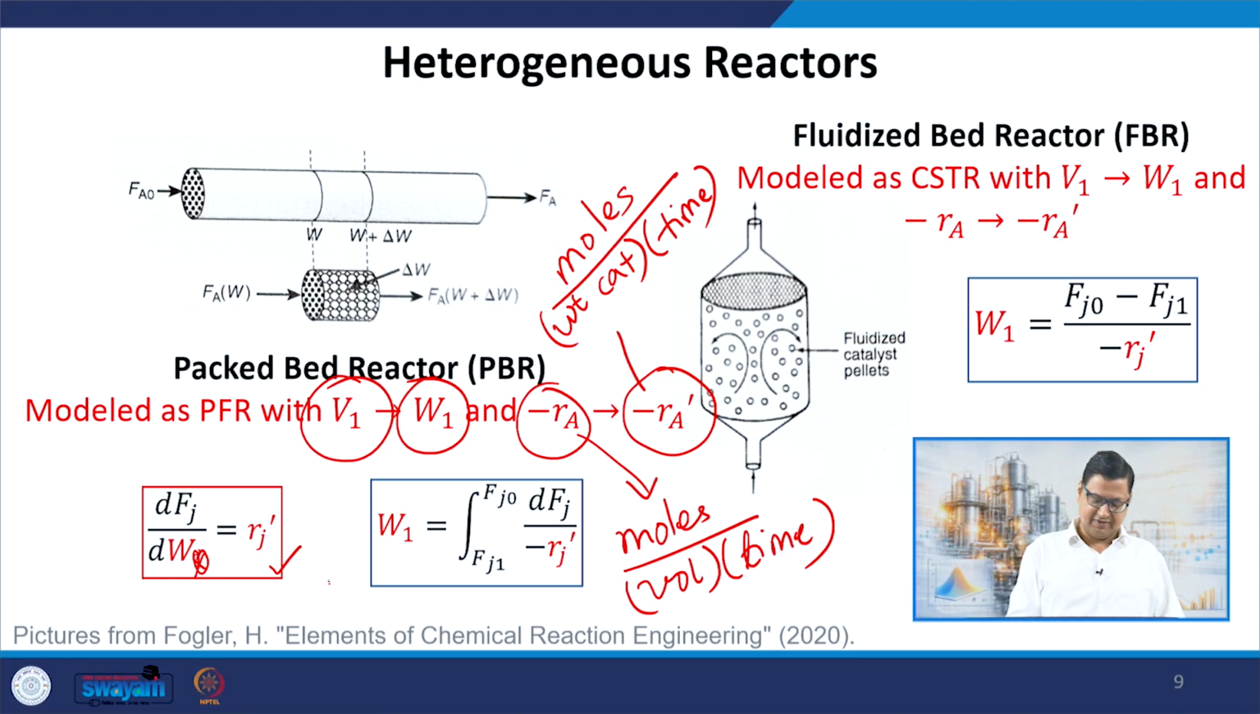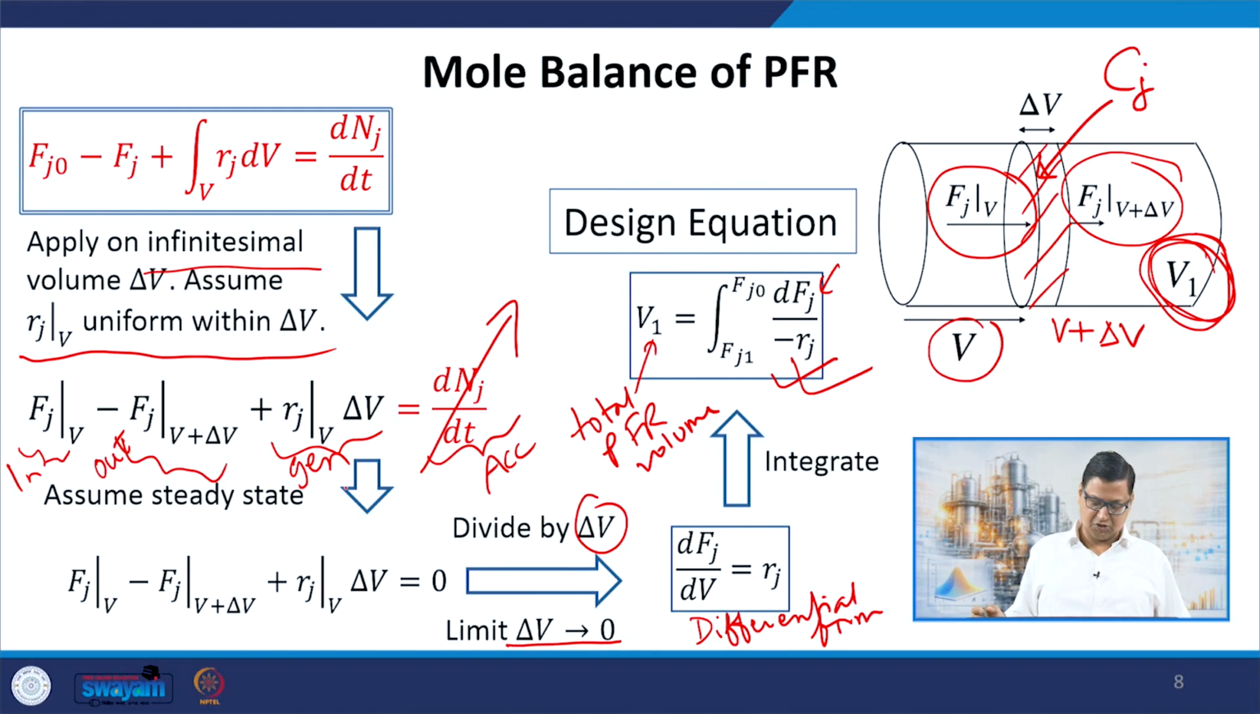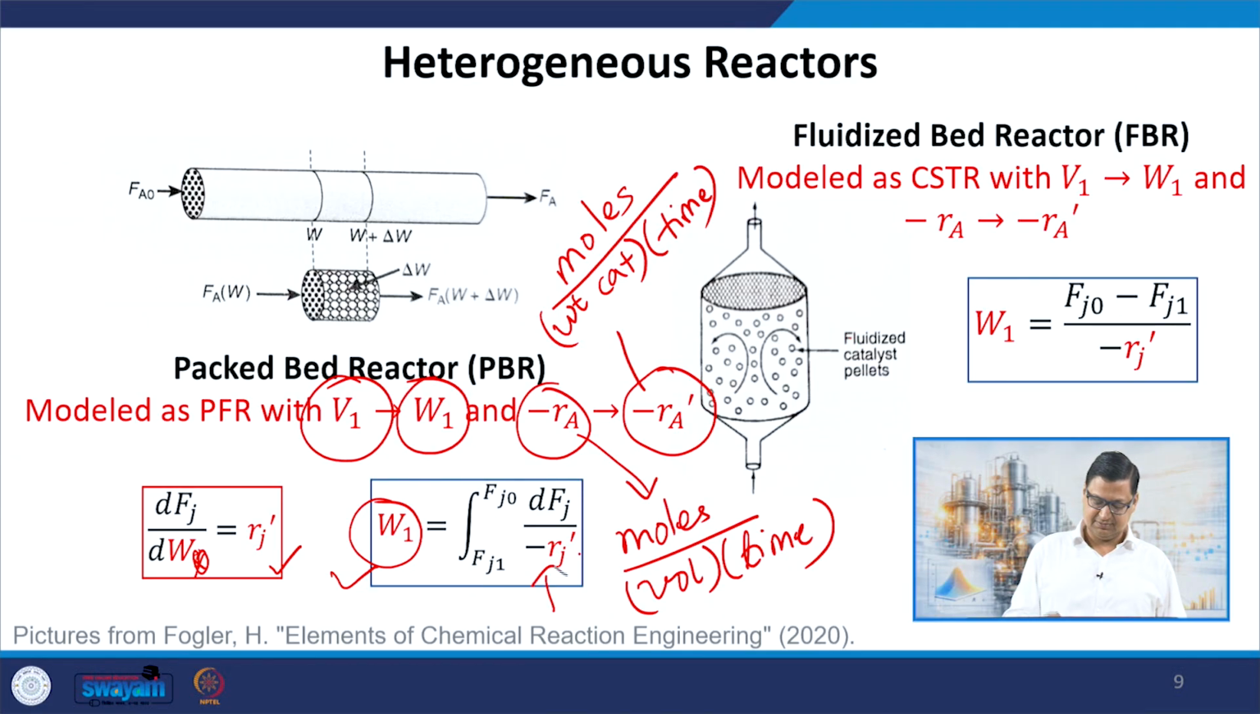And again I can have an integral form where the only change is that we replaced V1 with W1. Let me show you the expression we had there. So, I am replacing V1 by W1 and r_j with r_j prime, and then we get the expression that is shown here, right. So, this is what we do for the packed bed reactor, that is considered more like a PFR. The concentration is changing along the length of the reactor.